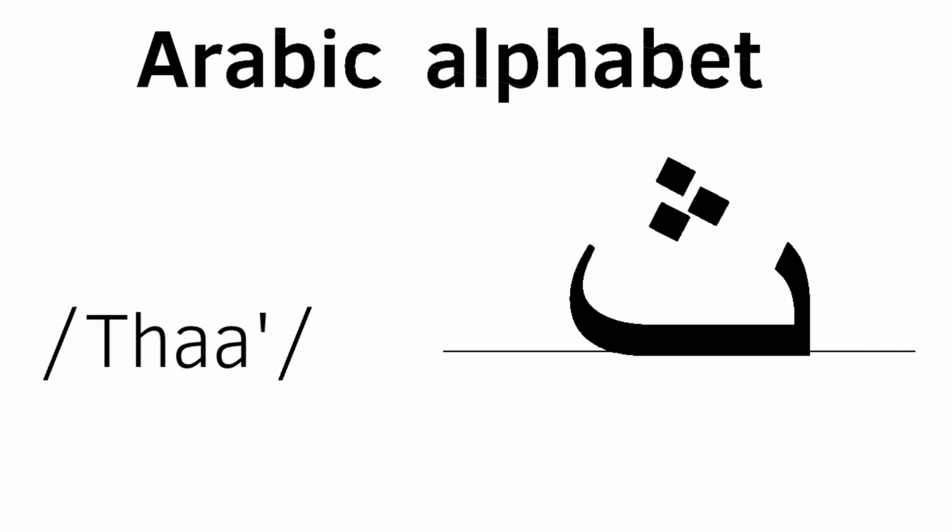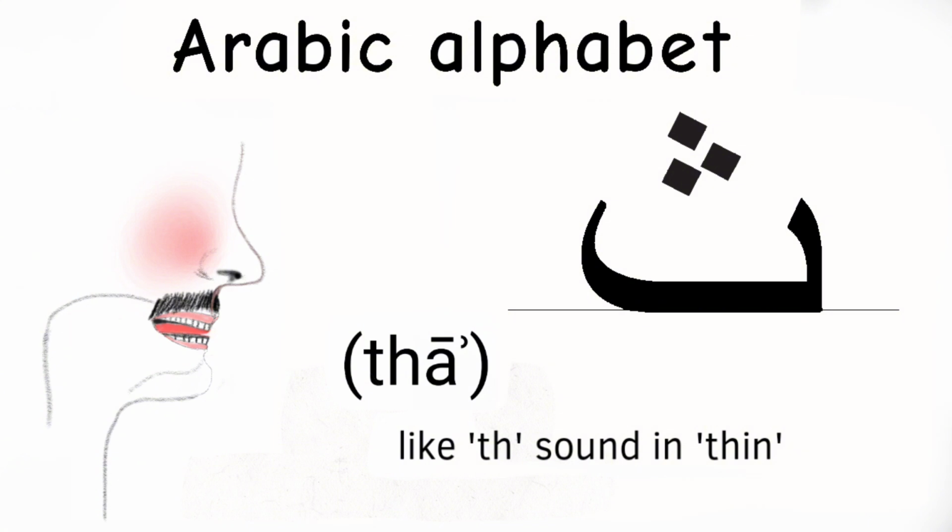We continue with the fourth letter. The fourth letter of the Arabic alphabet is ثاء. Let's hear it again. ثاء. That's the name of the fourth letter, but its sound and speech is ثا. Let's hear it again. ثا. It is pronounced as th syllable, like in the English words thin or think.